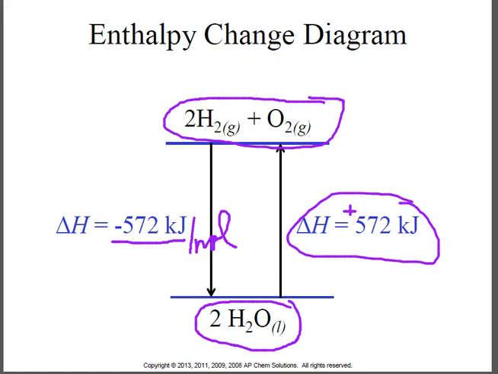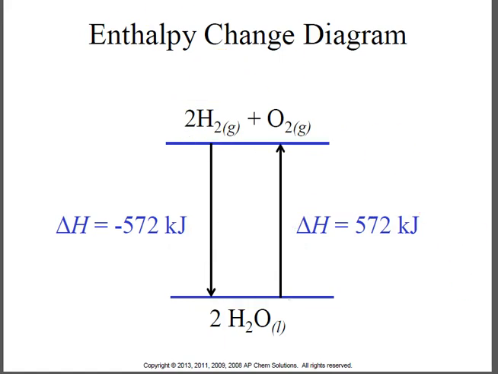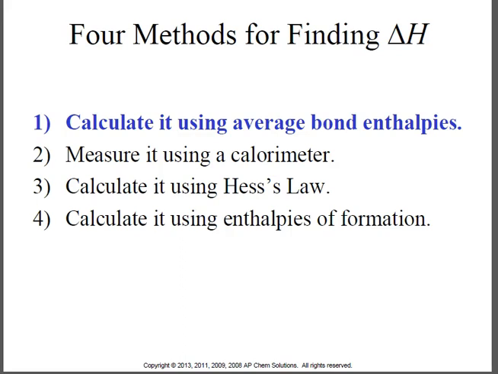There are 4 ways for finding delta H. In this lesson, we'll focus on the first way, which is using average bond enthalpies. We may have talked about this some when we talked about Lewis structures and the energy inside those bonds. There are 3 other ways to find delta H, and those will be the focus of the next lesson.